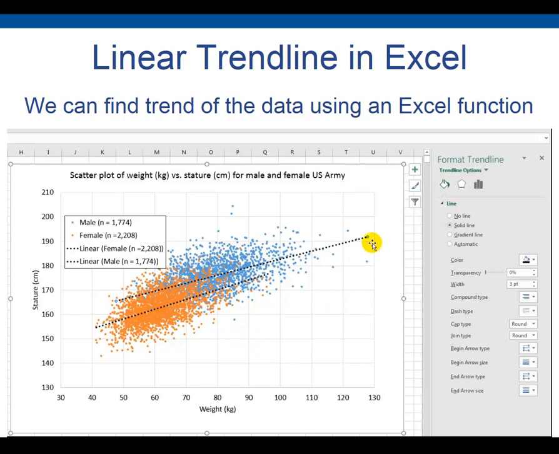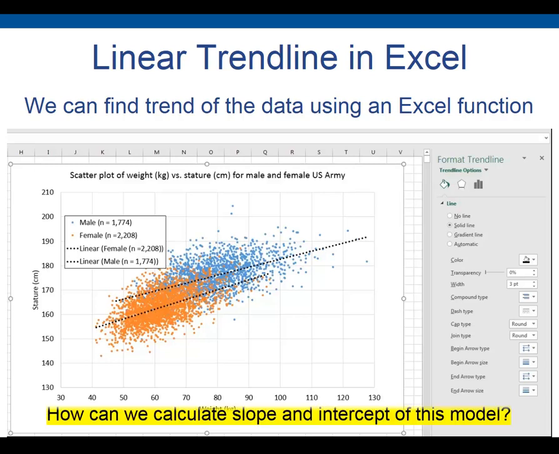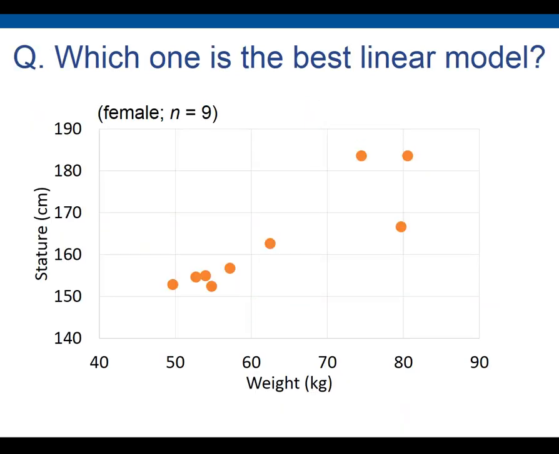Okay, so now we have two trend lines. Each line indicates there is a positive correlation between weight and stature. Okay, when weight is increasing, then stature is also increasing. It's a simple pattern. Then how can we calculate the slope and the intercept of this model? That's the question.